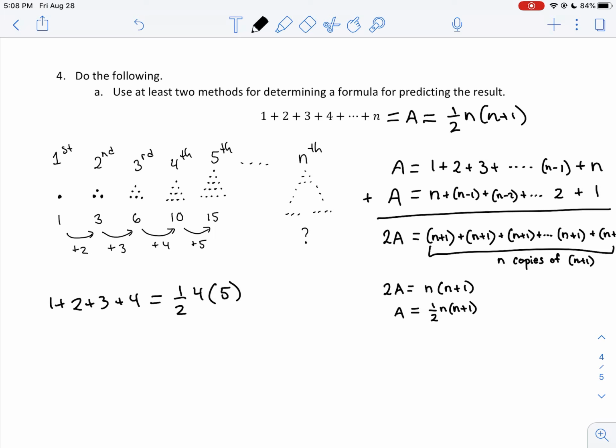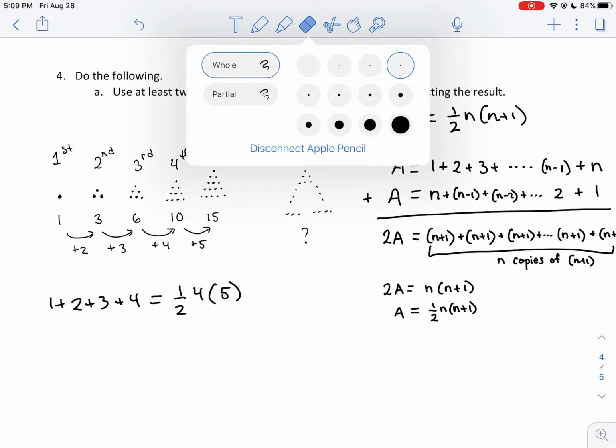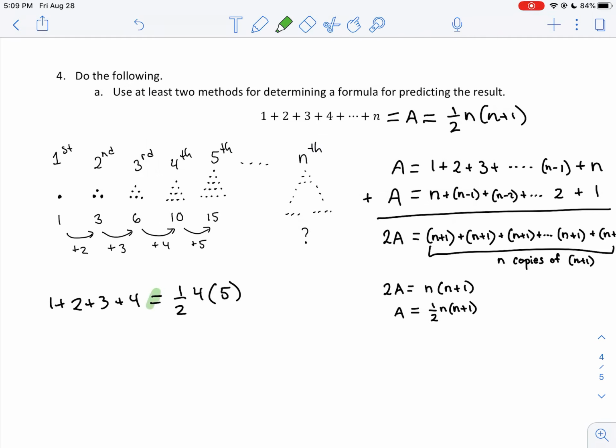times n plus 1. Right? We're essentially finding the sum of 1 through n when n is 4. So in other words, 1 through 4. So we put a 4 there, which is the n, and then a 5 there, which is the n plus 1. And then we do that calculation. 1/2 of 4 times 5, so that's 1/2 of 4 is 2, and 2 times 5 is 10. It confirms the 10.